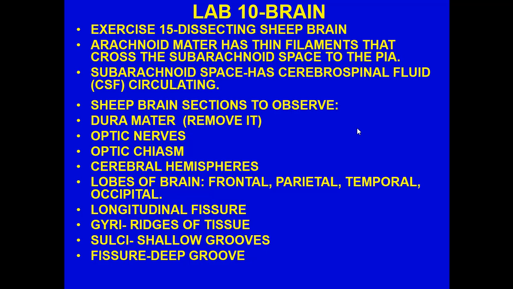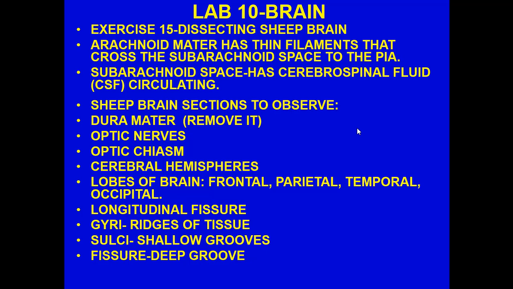You will also see on the underside, the inferior side of the brain, the ends of the optic nerves, which cross over at the optic chiasm. We have the cerebral hemispheres, which are separated by the longitudinal fissure. The lobes of the brain include the frontal, parietal, temporal, and occipital. You have also the longitudinal fissure, as I mentioned to you before.